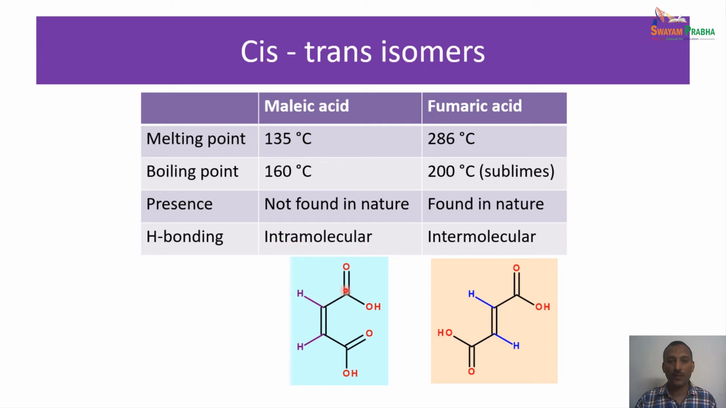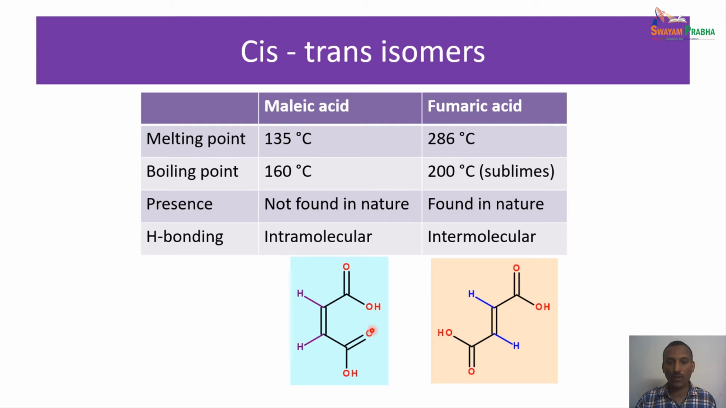And here, because this is a carboxylic acid, it can form intramolecular hydrogen bonding, whereas the trans isomer generally forms intermolecular hydrogen bonding. That means there is an oxygen here which has a lone pair of electrons, and there is a hydrogen attached to an electronegative oxygen. So these two can form a hydrogen bond.